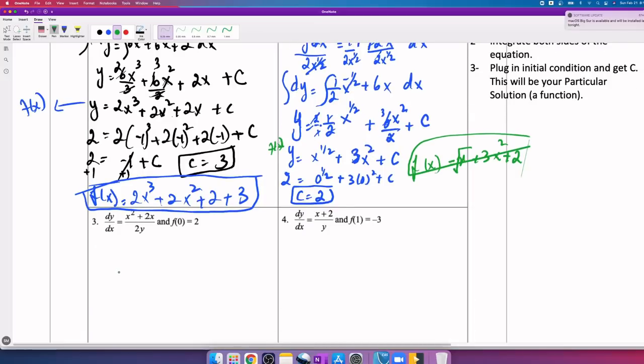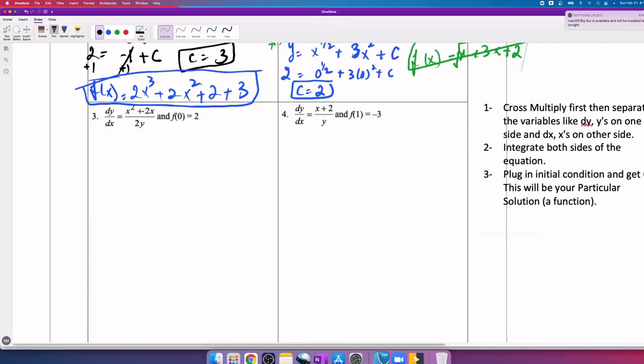Okay, question number 3. dy dx equals x squared plus 2x over 2y, and this is my initial condition. So I have to cross multiply first. Make sure we cross multiply first. So I got 2y dy equal x squared plus 2x dx. This cross multiplication, when you fix the y's and the dy's and x and the dx's on either side, then it will give you 1 point. And in this one, they are already on the same side, so I'm okay.